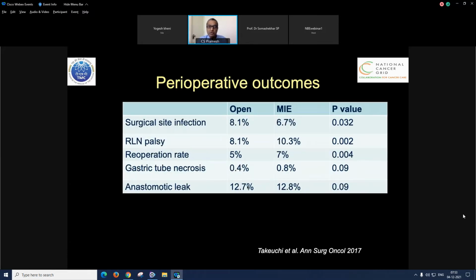Going on to perioperative outcomes as well, again with surgical site infection, the recurrent laryngeal nerve palsy, the reoperation rate, as well as anastomotic rates were fairly similar. I'll just point out the slight blip that you see here, a slightly higher incidence of gastric tube necrosis, though it didn't reach statistical significance. I just want you to remember this as we come to a subsequent study where this will become even more clear.